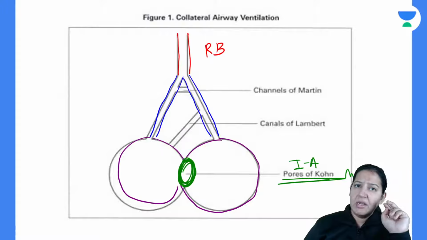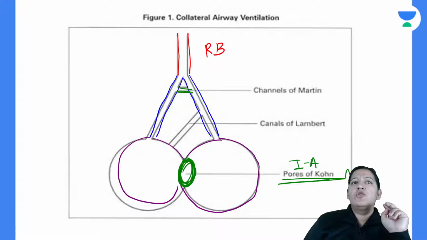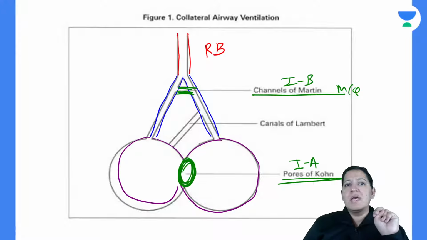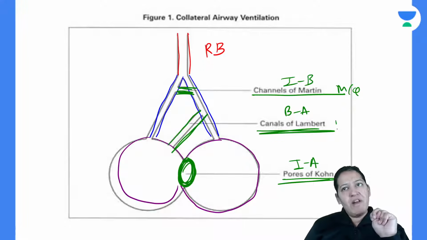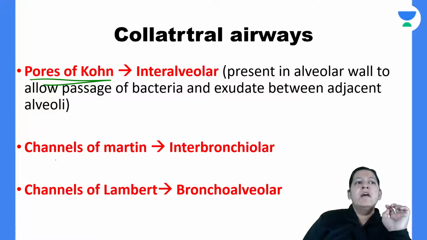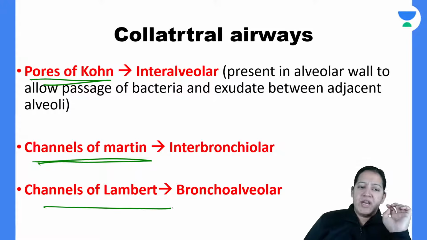The second connection is between two bronchioles. It is known as channel of Martin. It is again an important MCQ. It is interbronchiolar, between the two bronchioles. And the third connection, between one alveolus and one bronchiole, is known as bronchioalveolar. It is known as channel of Lambert. Channel of Lambert. Have you got it? So you can see pore of Cohen, channel of Martin, and channel of Lambert.